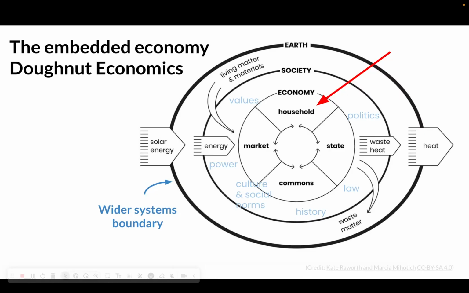So what we're doing in this course is taking a much wider systems boundary than our typical mainstream economics courses do, and taking that wider systems boundary means including households as one of the provisioning institutions on par with markets and state and commons, and framing that as part of the economy.